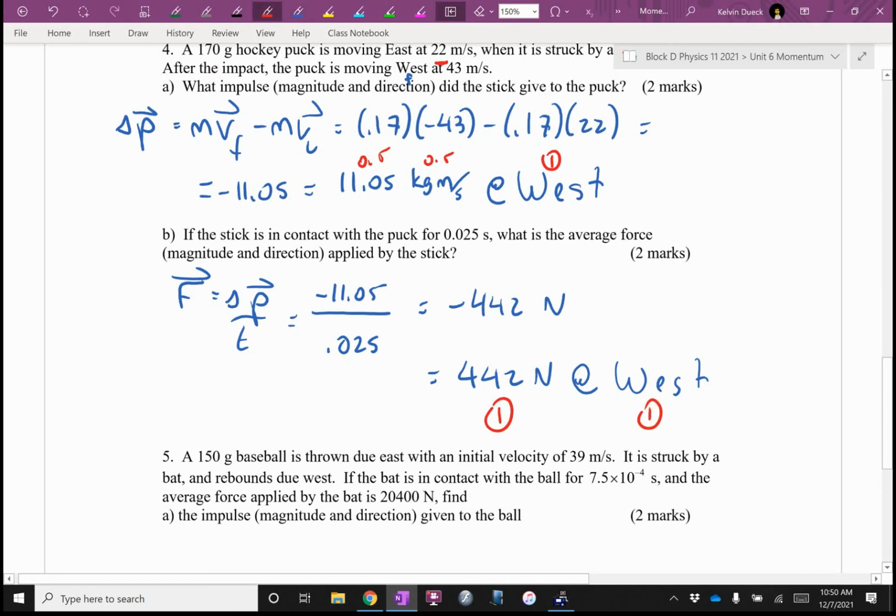I take a half mark off if you missed the units or something silly like that. If you got A wrong, but for part B, you went that answer divided by 0.025, and you got an answer here, and your answer is west, I would give you 2 out of 2 for part B, even though it's the wrong answer.